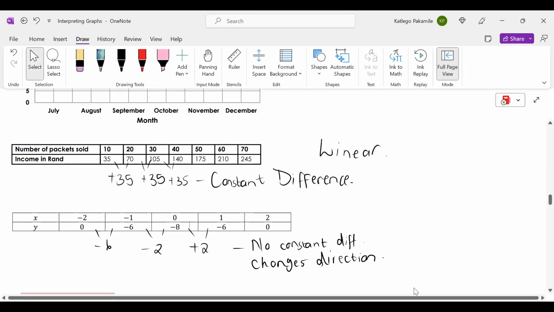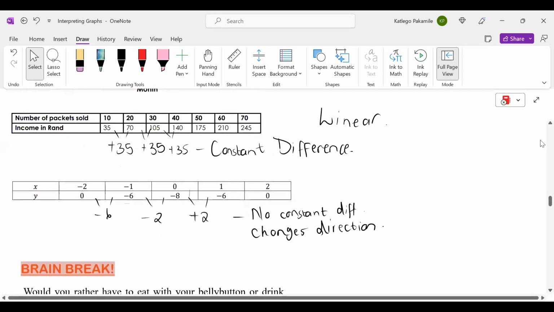Wonderful. And then you add 6, exactly. Now we're going in the adding direction. We were subtracting just now and now we're adding. Okay, beautiful. Finally, there is a brain break.